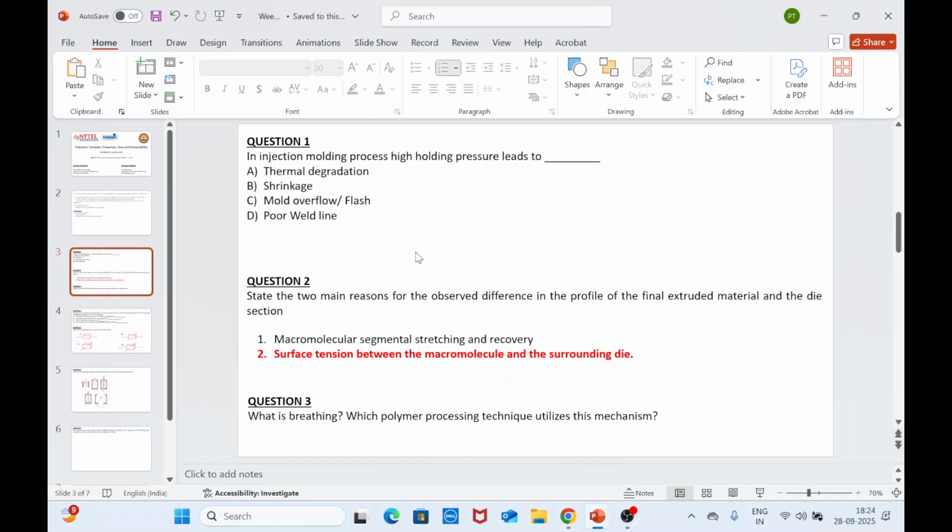So the very first question is, in the injection molding process, high holding pressure often leads to, there are four different options. Which one? Will it be shrinkage, or thermal degradation, or a mold overflow, or a poor weld line?